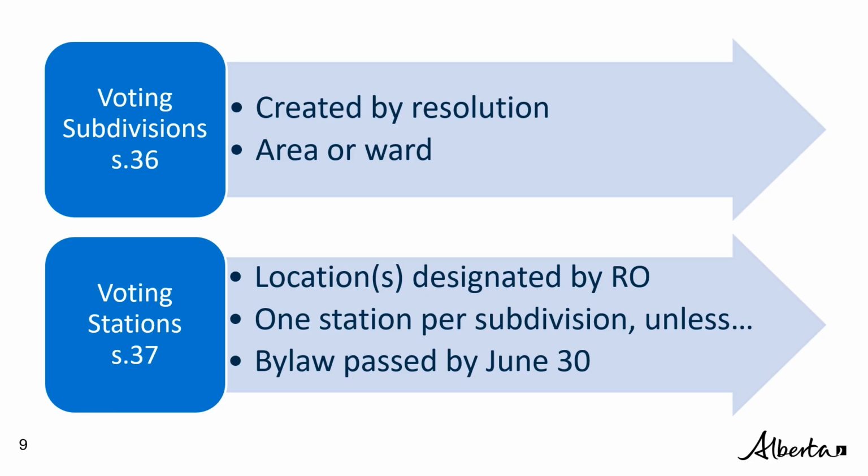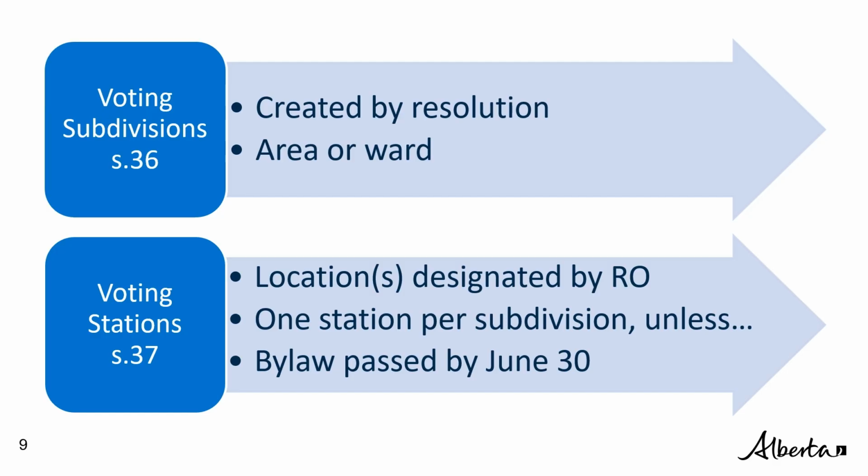However, Section 37 also allows for more than one voting station to be designated in each voting subdivision if the elected authority passes a bylaw before June 30th, allowing the returning officer to designate more than one voting station for each subdivision, along with their location.